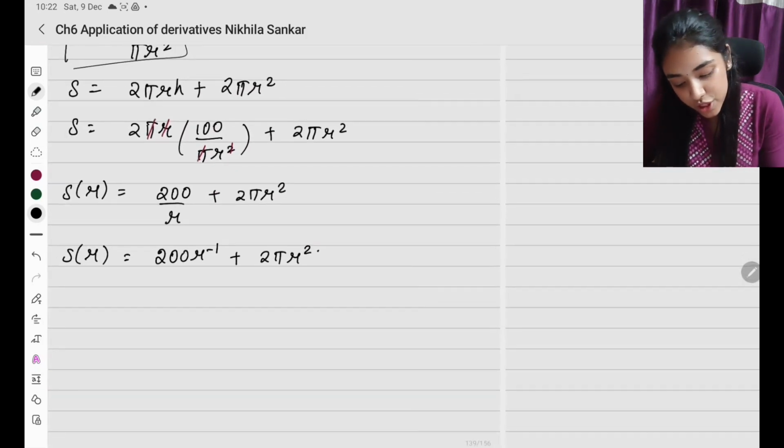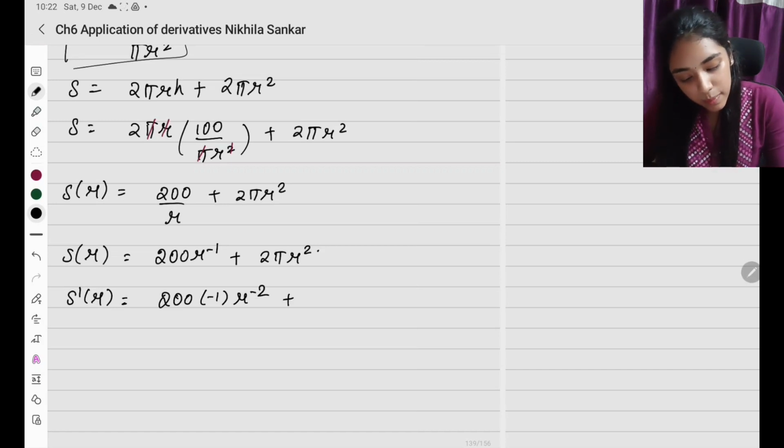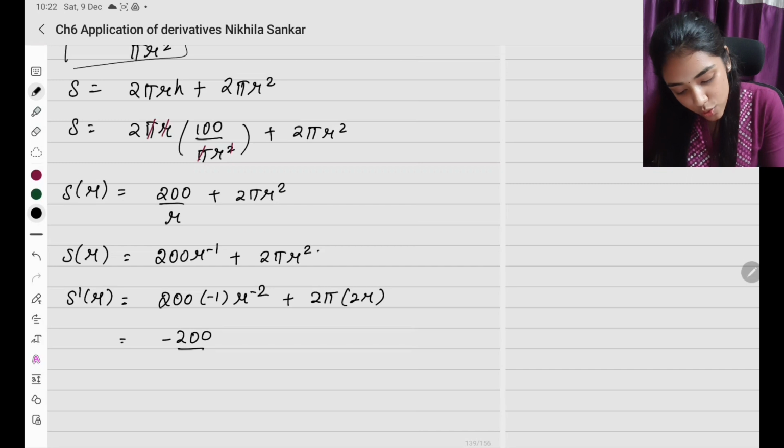Okay, now I need my surface area to be minimum in the question. So I'm going to differentiate the surface area. So when I do that, I have 200, the power comes down, power gets reduced by 1. Plus, in the 2 pi r square, 2 pi is a constant. R square differentiated, I'll have 2r. So what do I have? Minus 200 divided by r square plus 4 pi r. This is my first derivative.